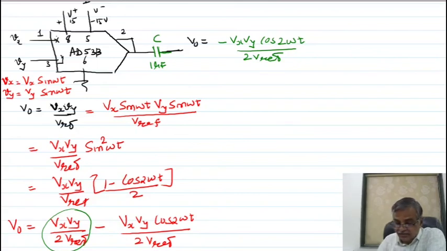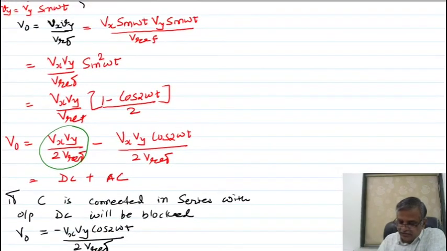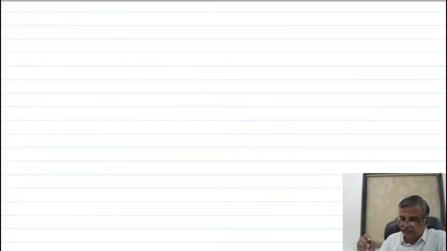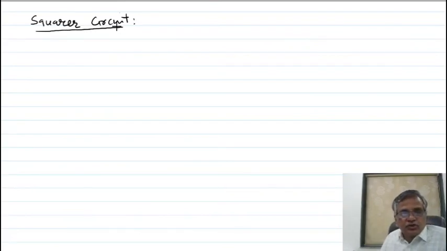Now let us see the second application. Squarer. Let us see another application, the square circuit. It is an application of the multiplier IC to find the square of any positive or negative number.